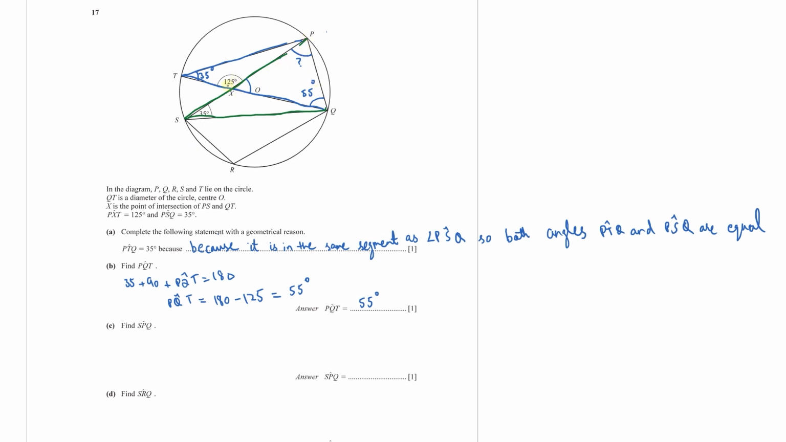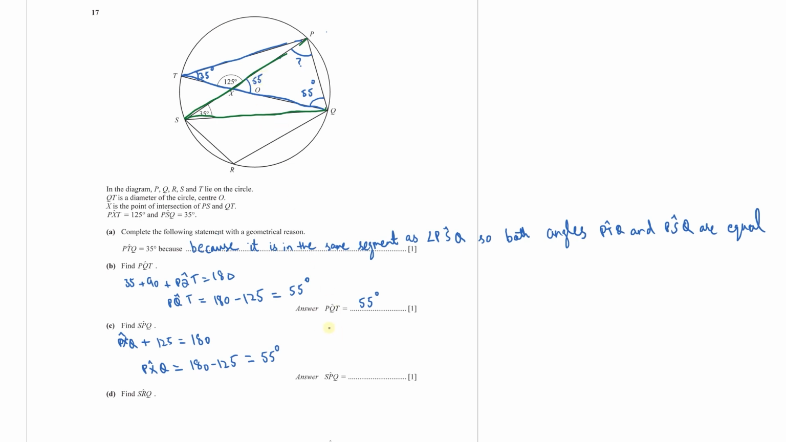So let's first find the angle PXQ. So angle PXQ plus 125 should equal 180 degrees. So this gives you PXQ as 180 minus 125, which is 55 degrees. So this angle here is 55.